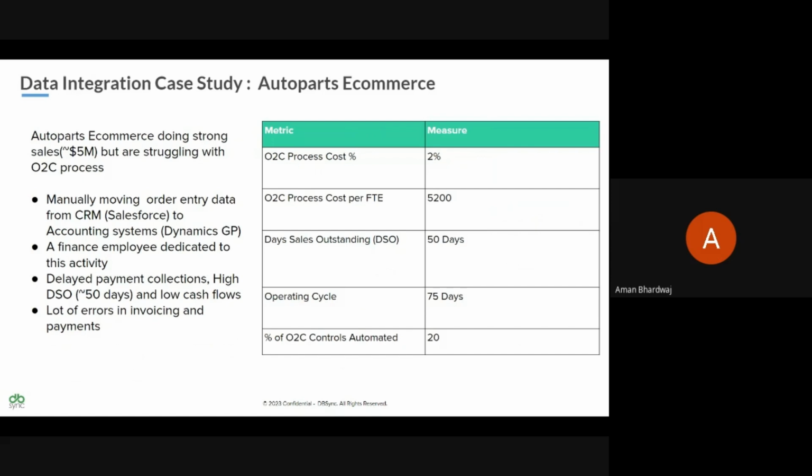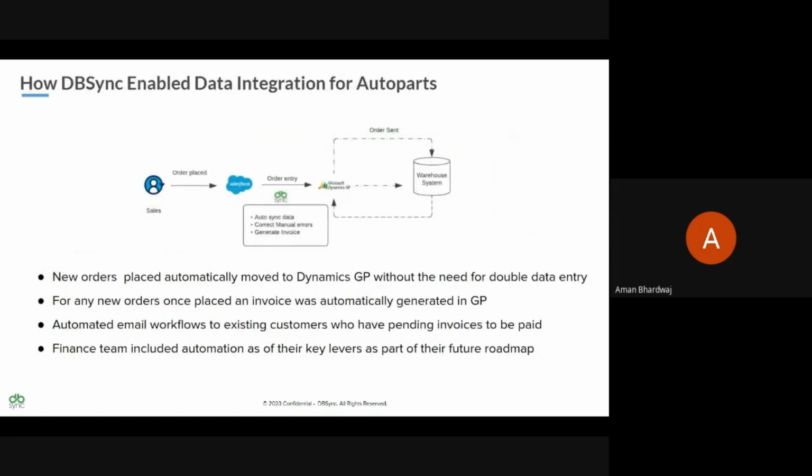Just from a numbers perspective, on the O2C side, their O2C process cost was about 2 to 3%, their days sales outstanding, as I said, was on the higher side at about 50 days, and the operating cycle was about 75 days. And the automation and digital transformation done in their system was very minimal. It's about 20%, right?